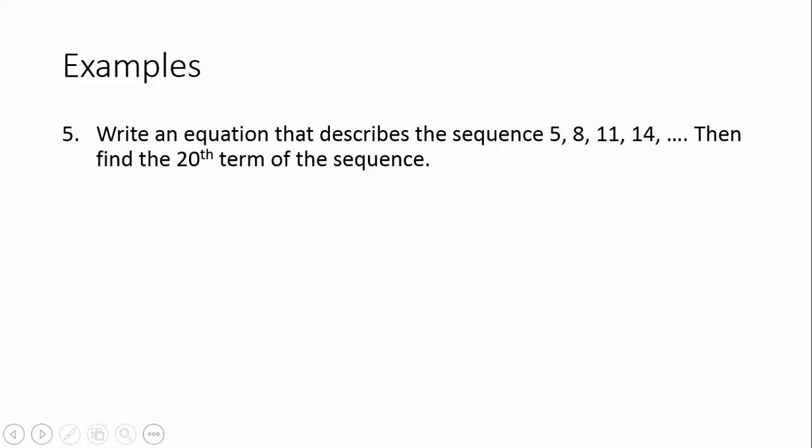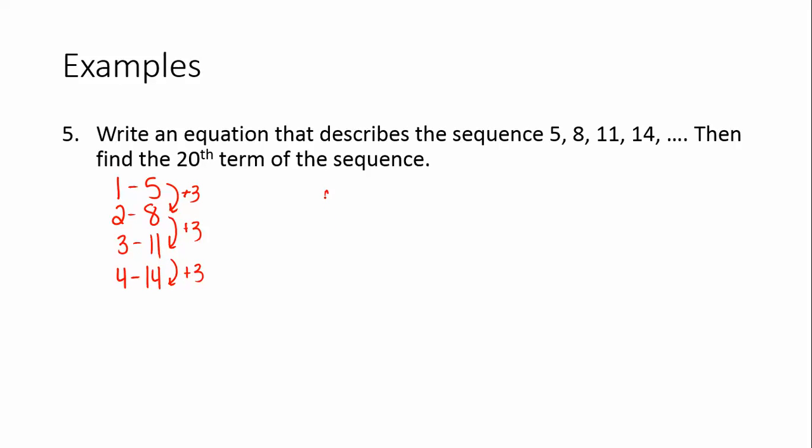Let's look at another example. We want an equation that describes the sequence 5, 8, 11, and 14. So the first is 5, the second is 8, the third is 11, and the fourth is 14. Notice we are adding 3, the common difference. Again, that's going to be our multiplier. So to find the term, we're going to take 3 times the term number, but then the question is, what do we add? Well, we have to check.